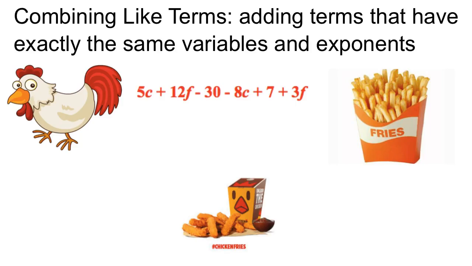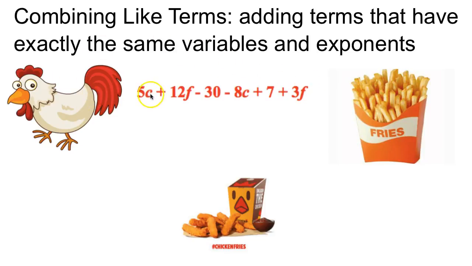Now I want you to pause the video, write down this definition. Okay, great. So combining like terms, I talked about it in the last slide, but this is when you add terms that have exactly the same variables and exponents, right? So you have some C's and F's over here. You also have to be careful for the exponents. If you have an X and F squared, you can't mix it with an F.